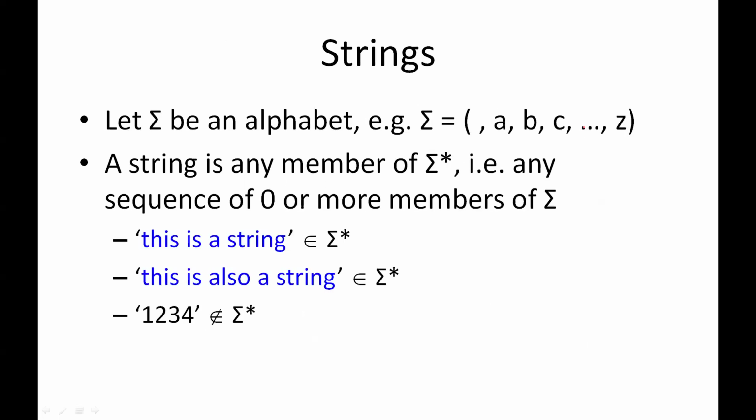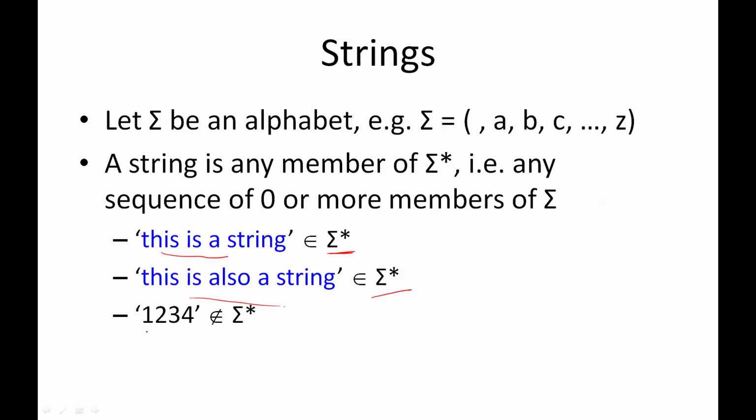So all of you know what strings are, right? Given, say, a set of characters like A, B, C, etc., Z, sigma is the notation for that. Then we say a string is any member of sigma star, where star indicates 0 or more members. Suppose I write "this is a string". You can say this particular example belongs to sigma star. And if we have another string like this, it also belongs to the same set.